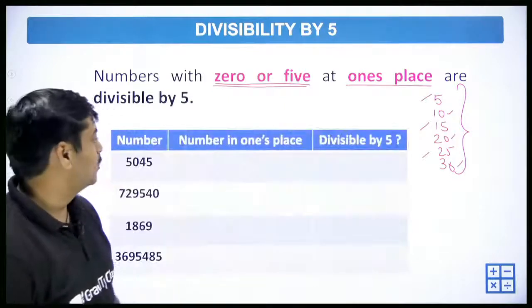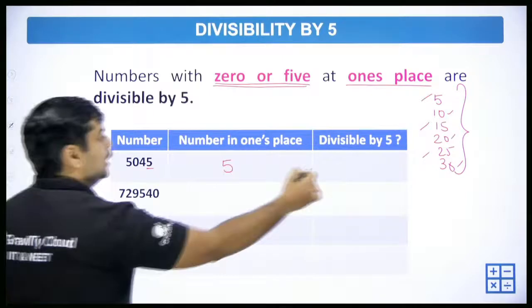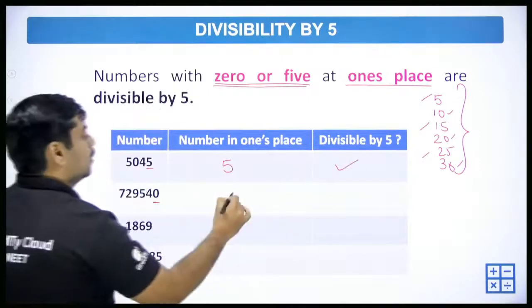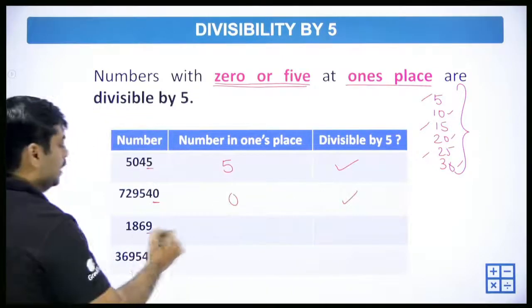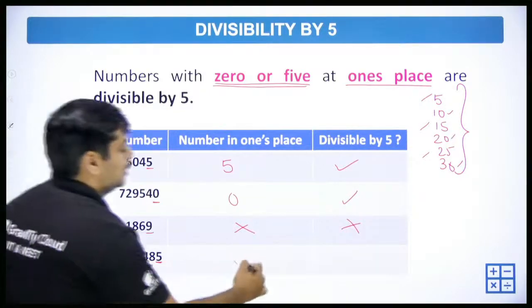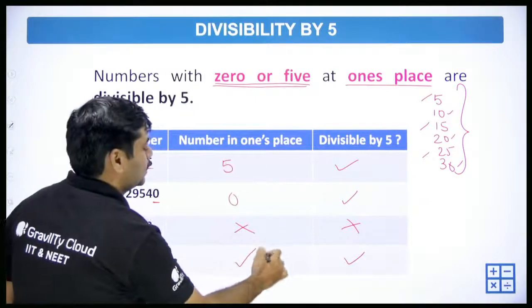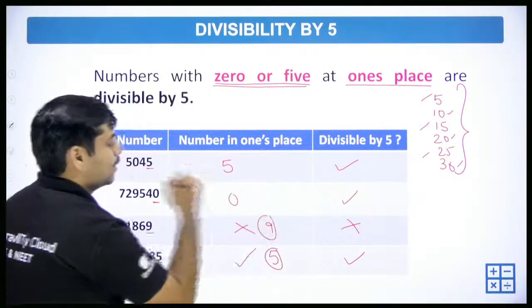So let's try to take the unit digit. Number in one's place is 5, yes. 0, yes, that's correct. 9, no, it cannot. 5 again, yes, it is divisible by 5. Number in one's place is 5. Here it is 9. Right?